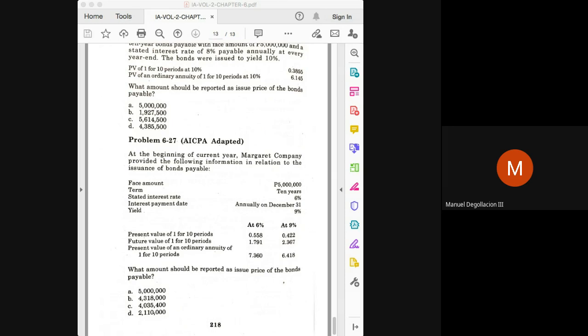300,000, again, still use the 9% factor. So 300,000 times 6.418. You will get 1,925,400. You add that with the 2,110,000 we computed earlier, you would get 4,035,400, which will be the total present value or the issue price of the bonds. Okay, the answer there would be Charlie.